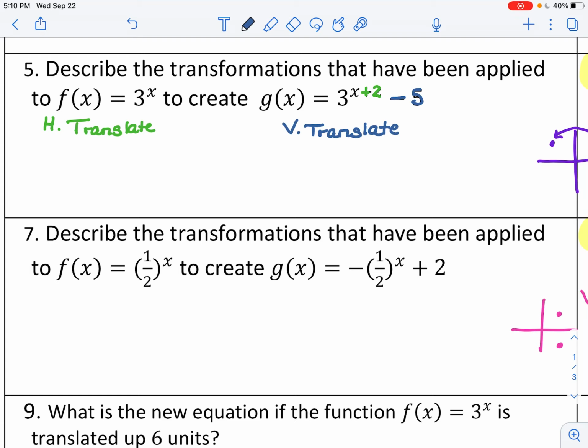So I am going to move up, down, left, right, but now the 2 is going to be my left, right amount. The 5 is going to be my up, down amount. Now the vertical transformations are the most straightforward. If I see a -5, it moves down 5.